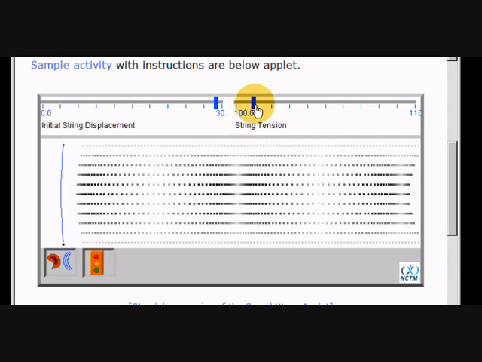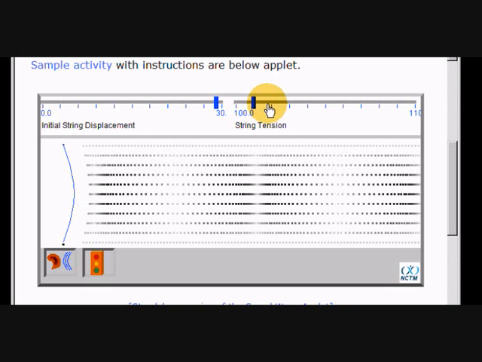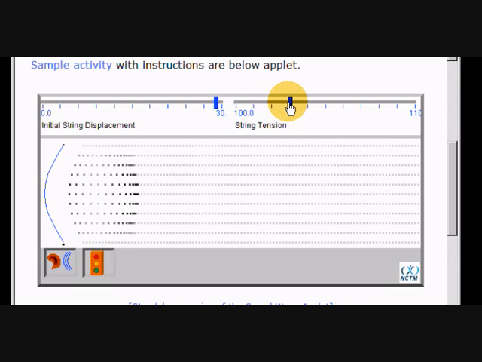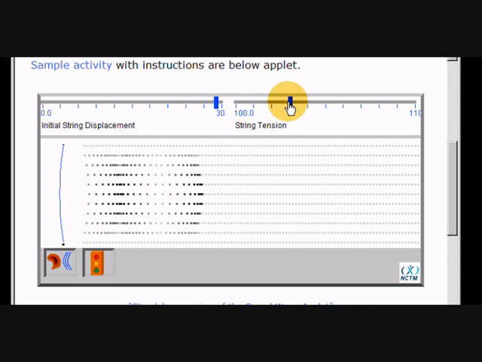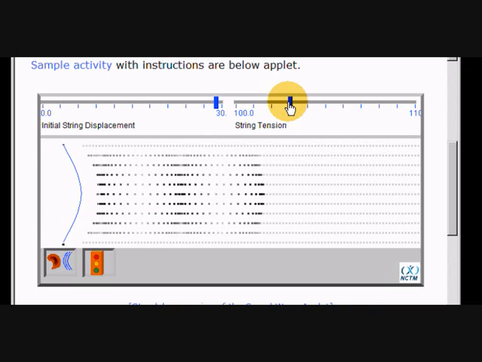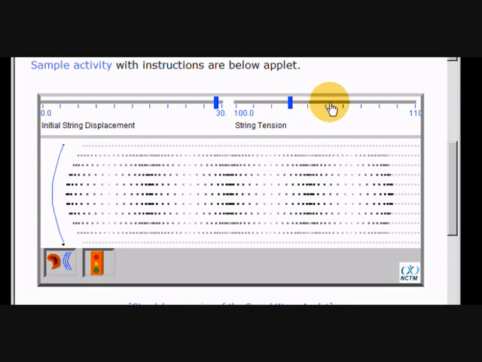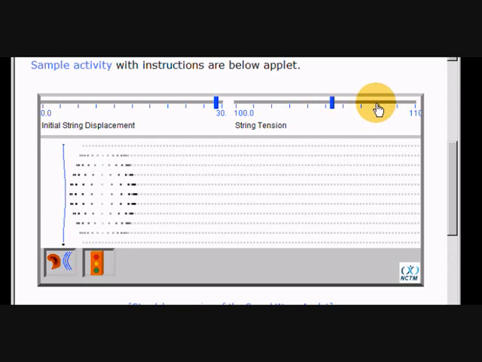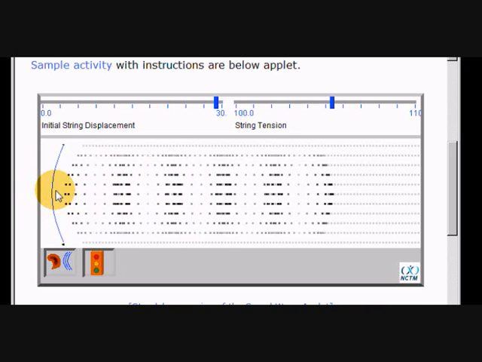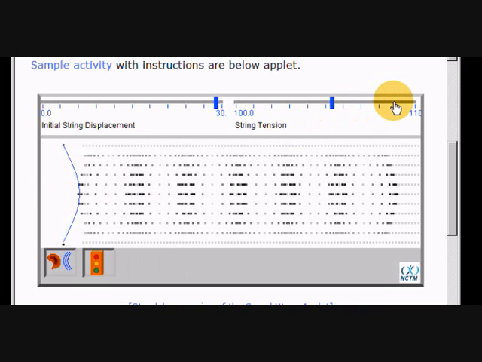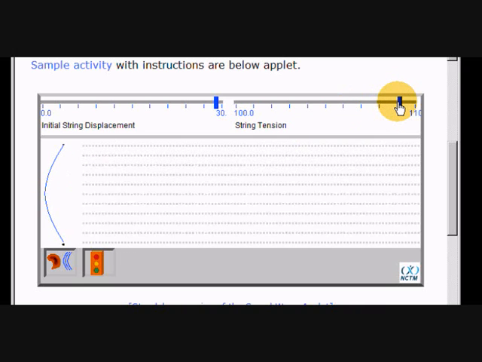So I'm just going to increase the string tension, and that's precisely what you get. You get a higher pitch sound because the frequency through the string tension has increased. And you notice that the oscillations become greater. The frequency gets higher, the number of cycles per second, as we've demonstrated earlier on. And finally, extremely high frequency.